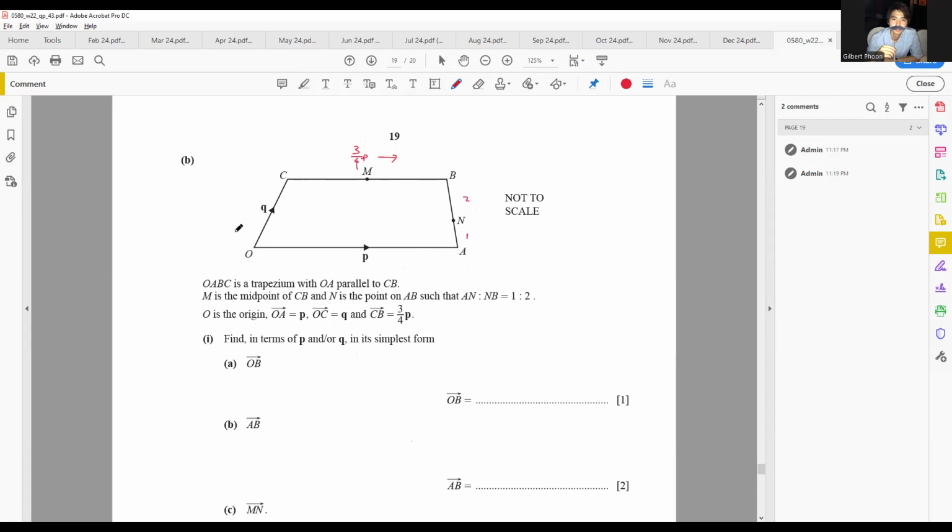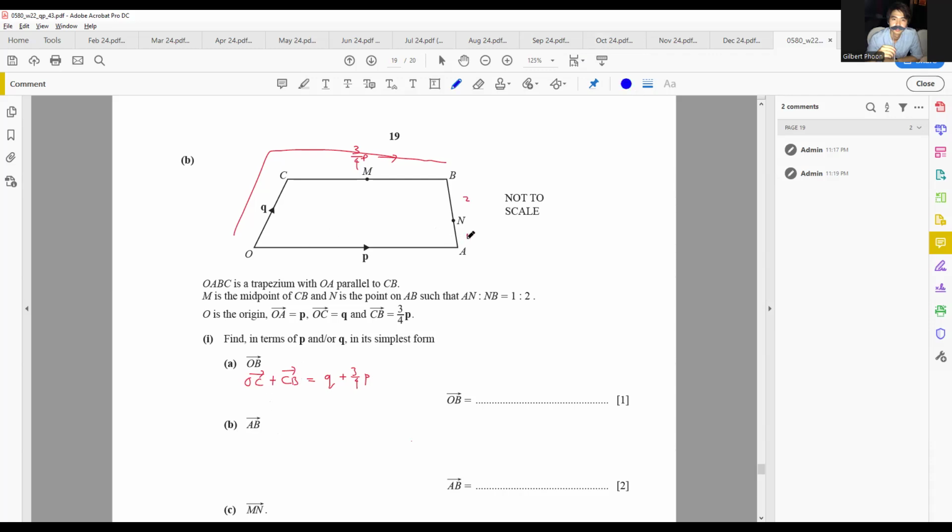So to get from O to B, it is very simple. It is just here to here, which will therefore be OC plus CB. Therefore, your answer should be Q plus 3 over 4P. Okay, next question here, AB.